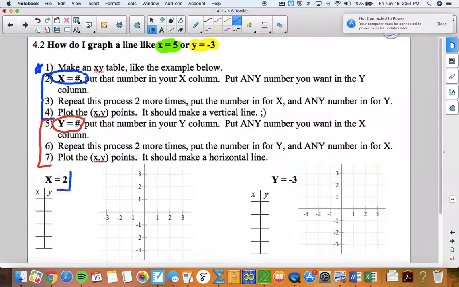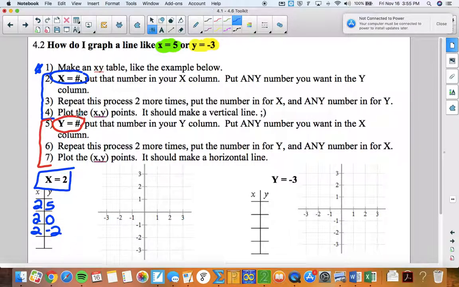If we're graphing the line x equals 2, I'm going to follow these directions. So x equals 2 is the one that I'm graphing. So you put that number in your x column. X equals 2, put 2 in your x column. Put any number you want in the y column. I want 5. Repeat this process 2 more times. Put the number in for x and any number in for y. X is 2, so I have to keep putting 2's in for x's, but any number for y. I'm going to do that 2 more times.